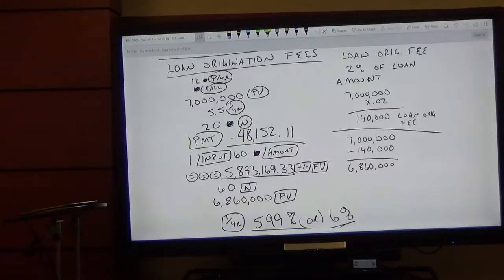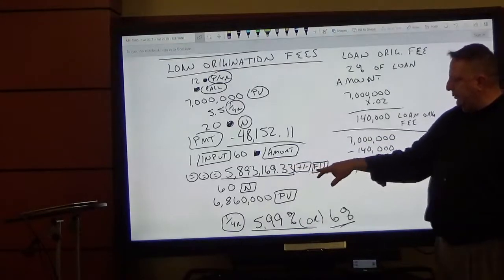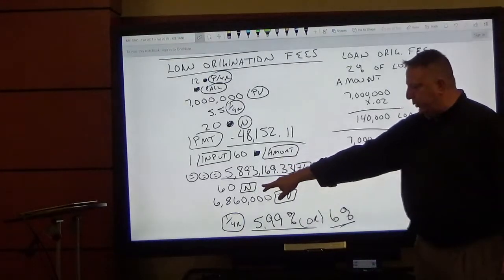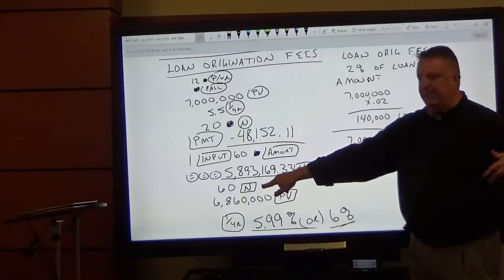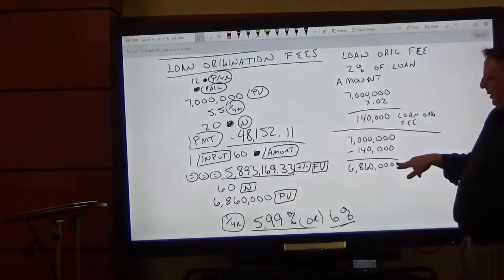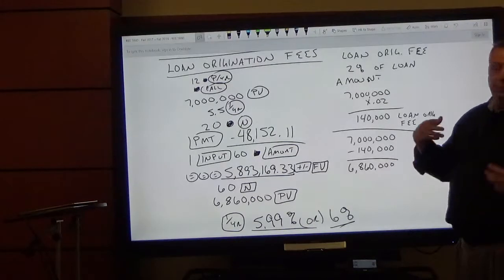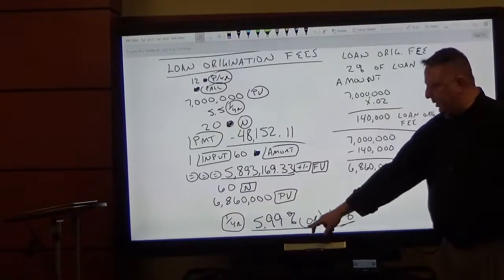After you get your new future value on the calculator, what do you do after that to get the 5.99%? You're really just following this set of keystrokes. You put this in as your future value. You put in your new term of 60 months or 5 years. Put in the present value based upon the adjusted loan amount, the loan proceeds, and then solve for the interest rate.